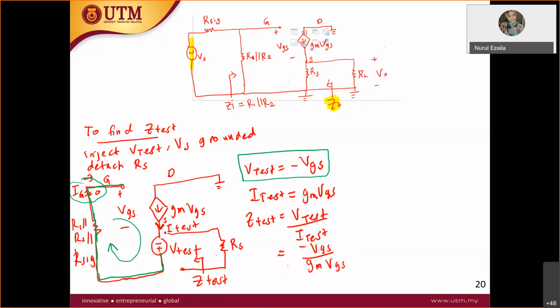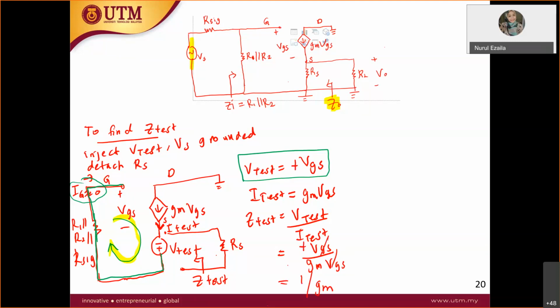If you apply KVL over here, you will get V test equal to VGS, right? Yes, no negative, positive VGS. Let me highlight. If you apply KVL over here, you should get positive VGS. So therefore the Z test is equal to 1 over GM.